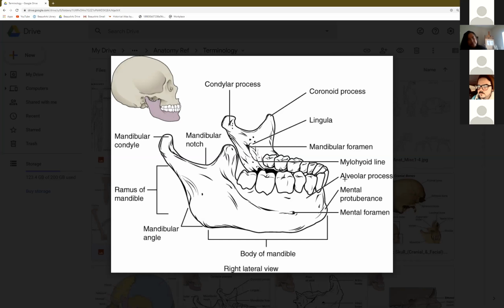The alveolar process is on the front, basically on the chin area. The mental protuberance is a key landmark. That's sort of the high point of the chin, or the bony landmark of the chin. And mental references the chin, basically. The mental foramen is this little hole here.